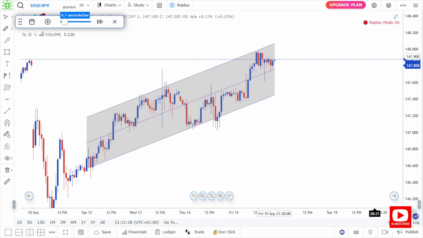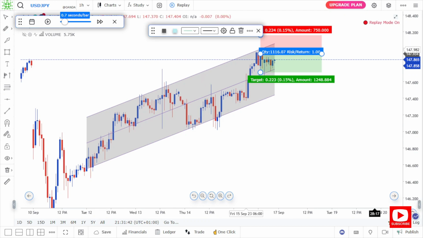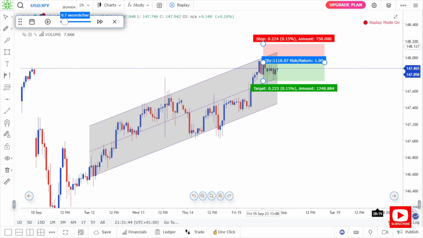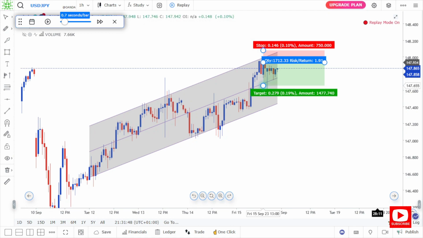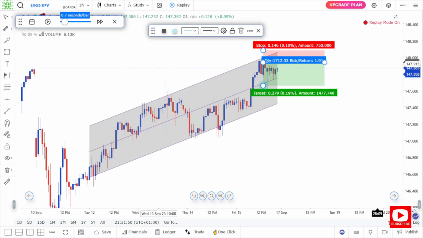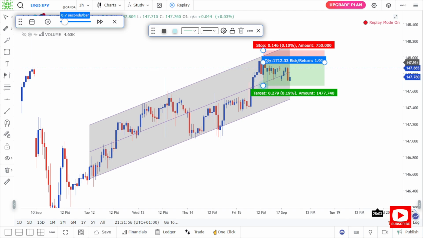support. Now, in order for us to use my strategy, we won't be drawing the regression channel ourselves, but rather we will be using a TradingView indicator, which is the linear regression channel indicator. Now, this indicator allows us to see 95% of price action that has occurred.